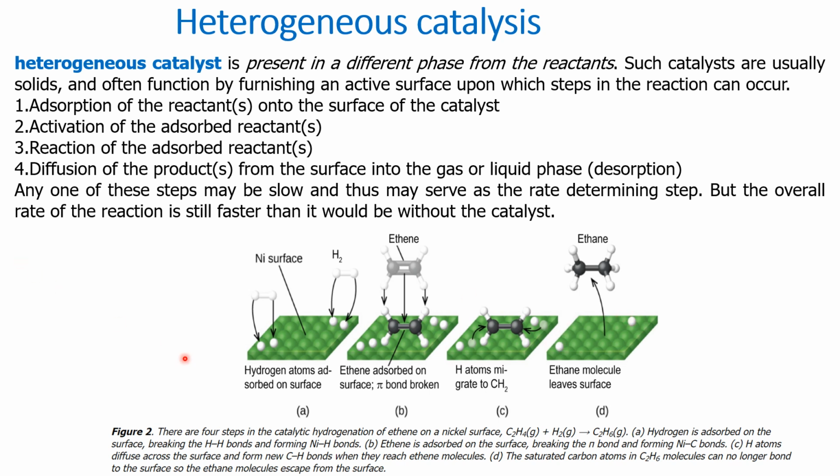As we have divided this whole process into different steps, any of these steps may be the slow step which determines its rate, and thus it may be called the rate determining step, which is the slower step which helps to determine the rate of reaction. But overall the rate of reaction can be faster because of the presence of catalyst, but this is not as fast as that of homogeneous catalysis because of different phases of reactants and catalyst.